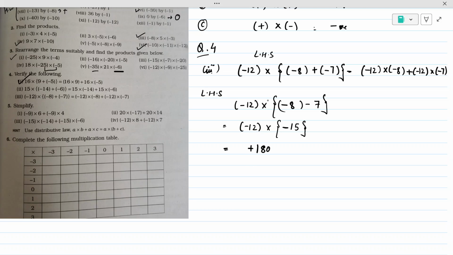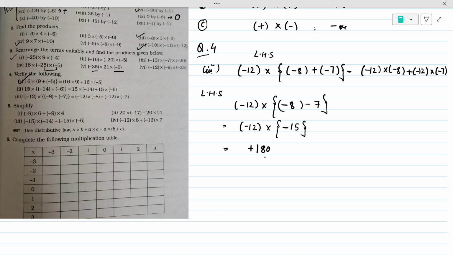Okay, so I hope that you have understood what we have done. We have solved the inner bracket first, where we have got minus 8 as is, and plus into minus is minus, so we have written minus and 7. Minus 8 and minus 7 will be added, because whenever we have two negative numbers, we have to add them. Then we will get minus 8 minus 7. Similarly, we'll get minus 15 here. Now we have to find the product of these two numbers, minus 12 and minus 15.